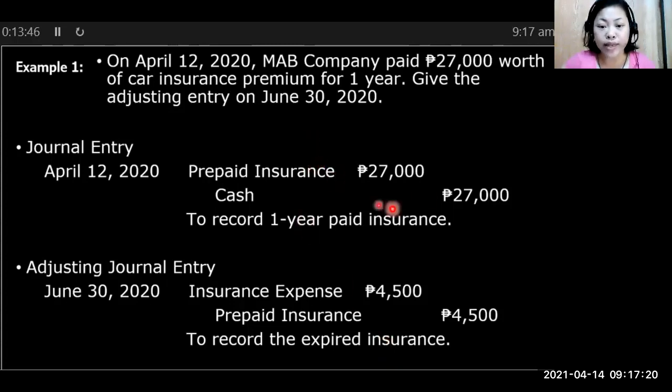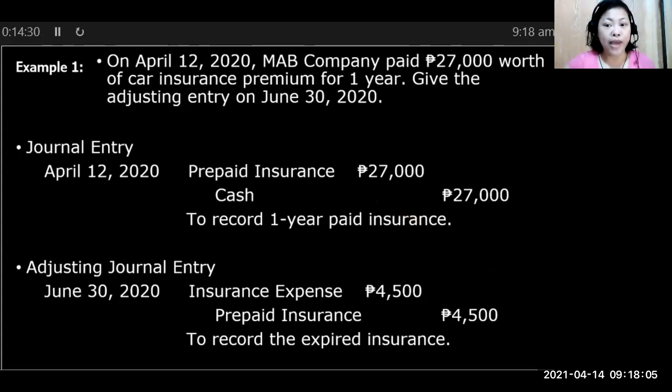The 27,000 amount of insurance premium represents insurance premium for 1 year, or 12 months. So we have to apportion the 27,000 into 12 months. You divide the 27,000 pesos by 12 months to get the monthly premium. Once you get the monthly premium, then you multiply by 2 months, representing the premium from May to June. April 12, you paid for it, and so 1 month is on May, and then we have June. So you are getting May 1 to June 30, 2020.